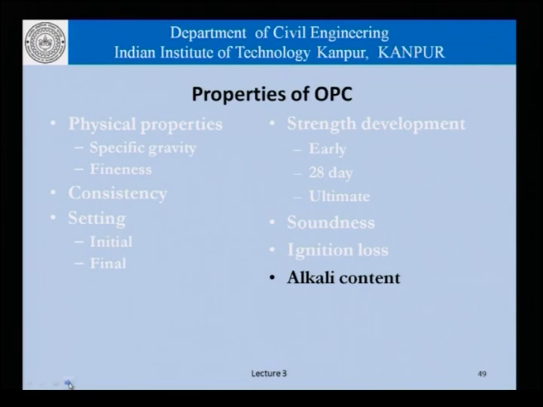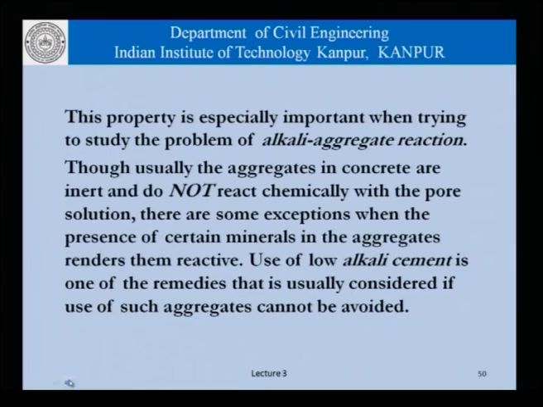Coming to the alkali content of the cement, the property is especially important when trying to study the problem of alkali aggregate reaction. Though usually the aggregates in concrete are inert and do not react chemically with the pore solution, there are some exceptions when the presence of certain minerals in the aggregate renders them reactive. Use of low alkali cement is one of the remedies that is usually considered if the use of such aggregates cannot be avoided.